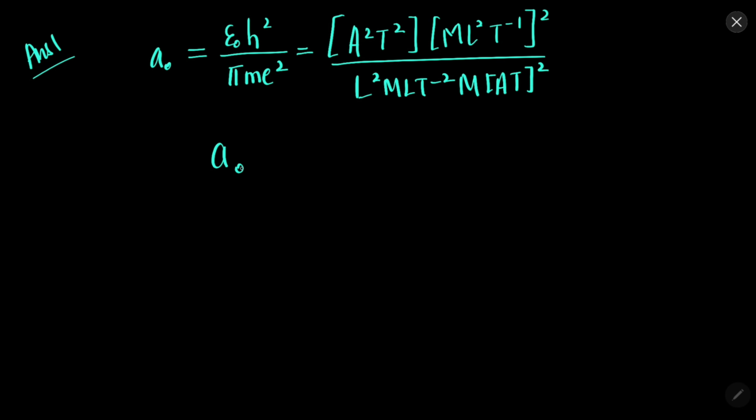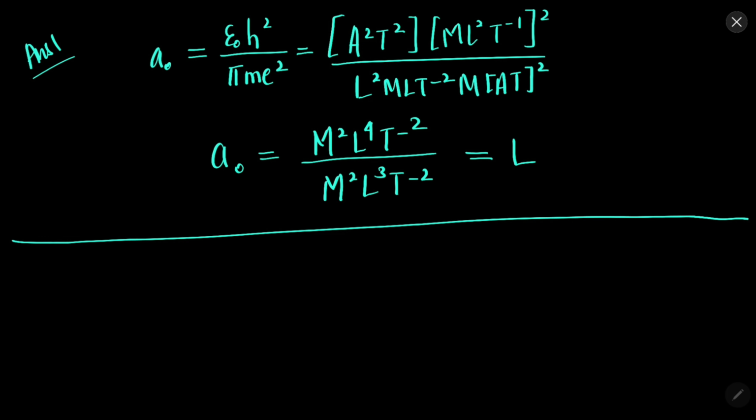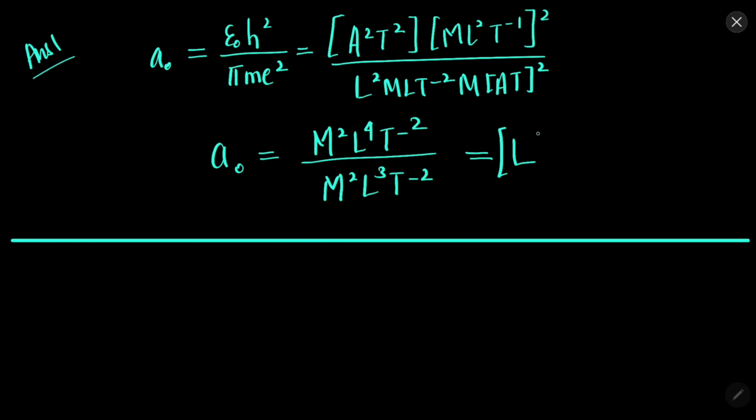Once you simplify this, you will obtain m square L to the power 4 t to the power minus 2 over m square L cube t minus 2. So L will come. Ultimately we get the dimension of a length. Therefore a naught has the dimension of length.